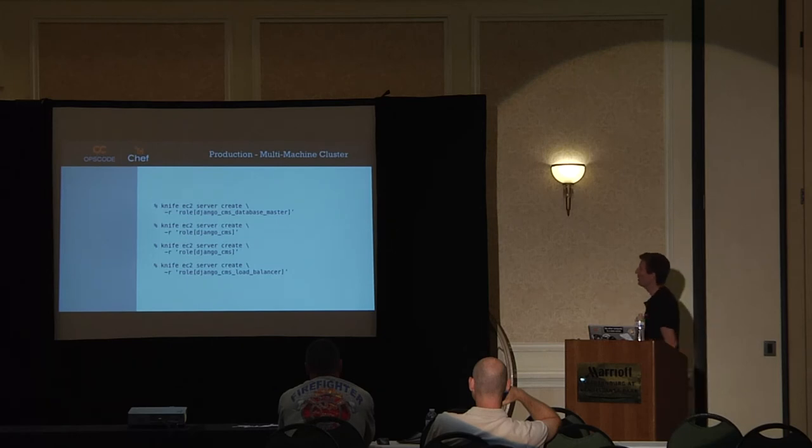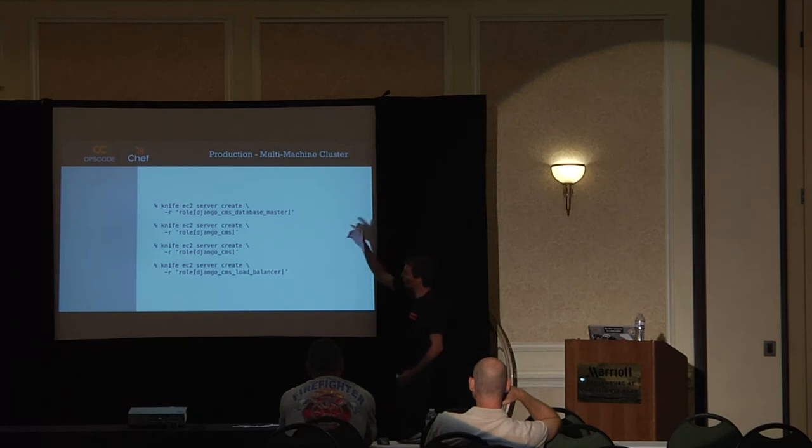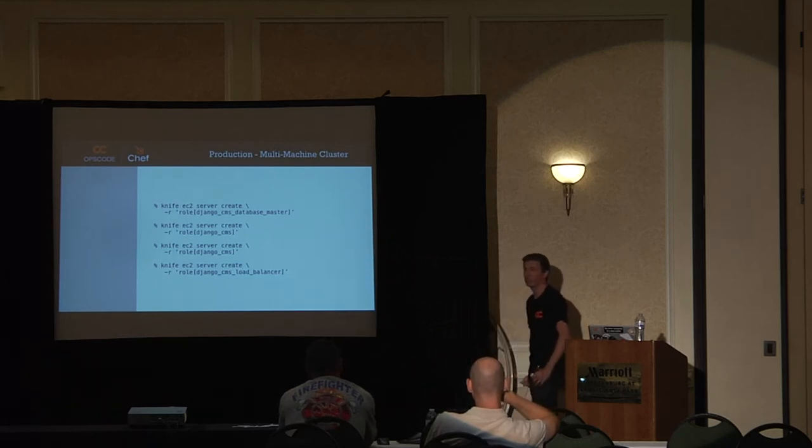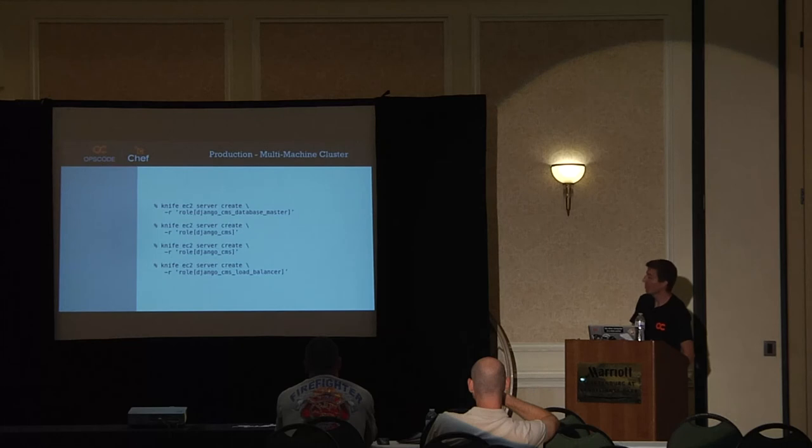So if we wanted to make this a multi-machine cluster out in EC2, you can see that all we have to do is just provision four different nodes and break those roles apart, versus stacking them on a single node. That would do the same thing, but we'd have that setup we talked about where we had the interior architecture of everything split apart. So it's really just a matter of how you provision things that makes the difference.